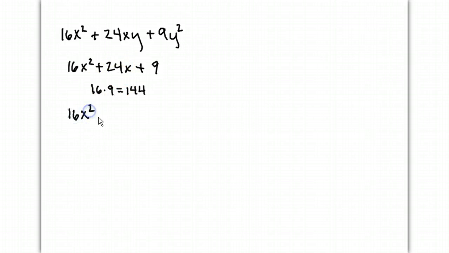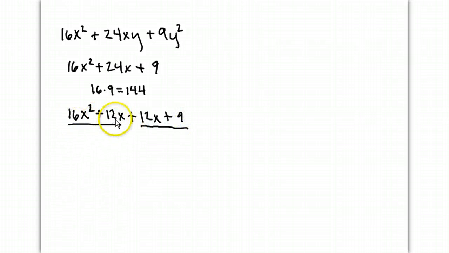So you have 16x squared plus 12x plus another 12x plus 9. And then you look at each piece. So the 16x squared and 12x, I know an x can come out, and 16 and 12 both share 4.